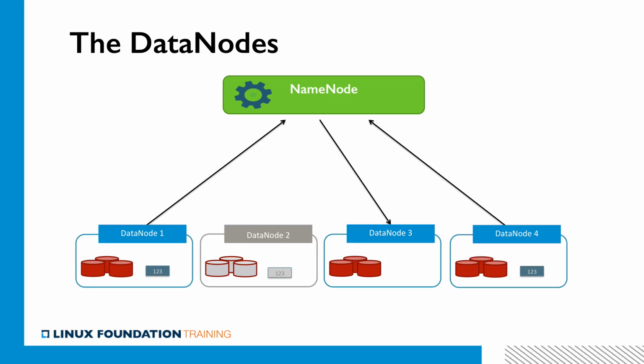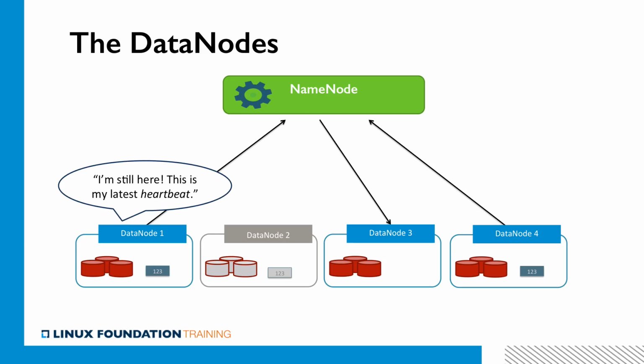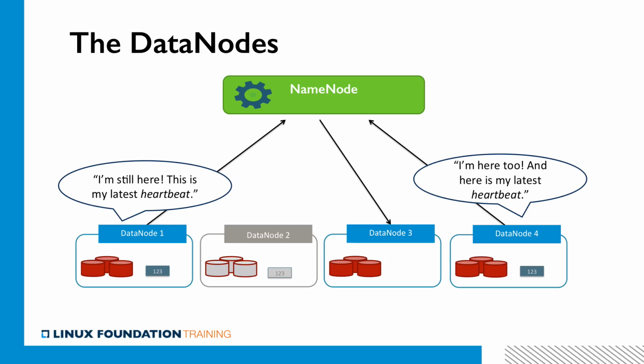How does it do it? Well, it does it by receiving small amounts of information every so often from all of the data nodes that are active. That small amount of information is called a heartbeat. So data node 1, for example, will be sending a heartbeat basically saying, hey, I'm still here, this is my latest heartbeat. And so will data node number 4.